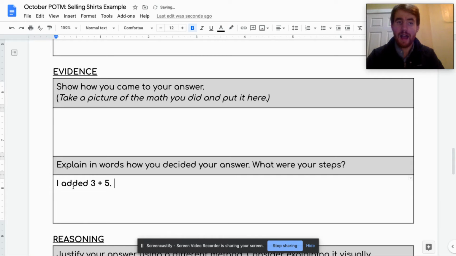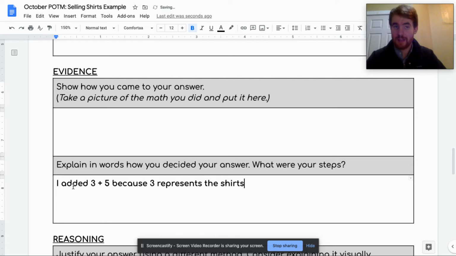You should say, I added 3 plus 5 because 3 represents the shirts, or something like that. So make sure you're saying because and explaining why you're doing each step. And once you've done this, this just needs to be a rough draft for this week because you're going to have time to revise it.